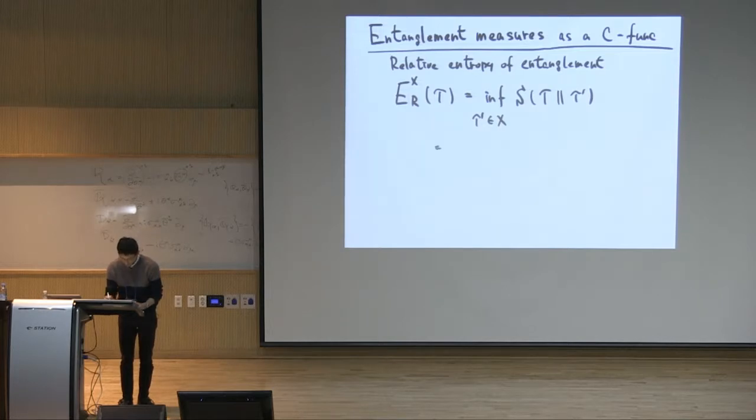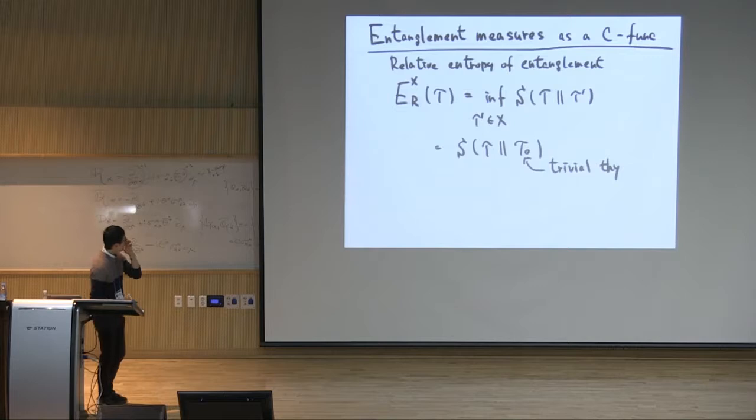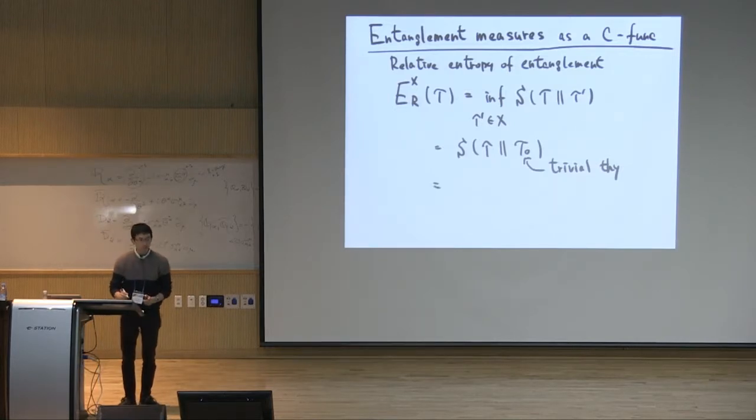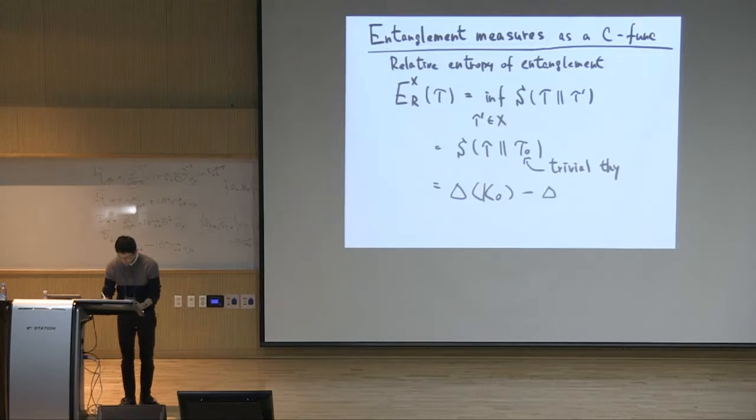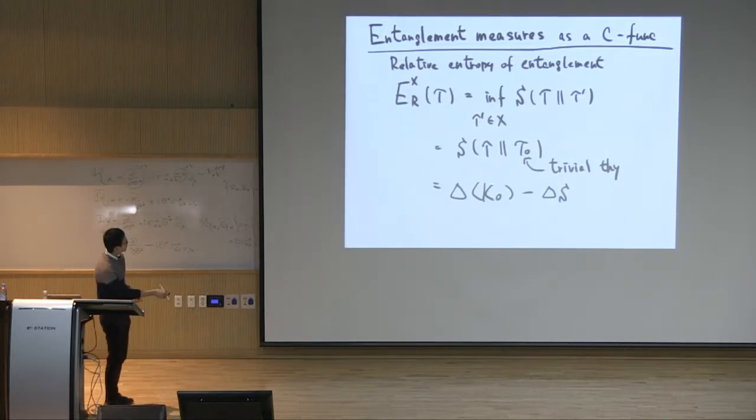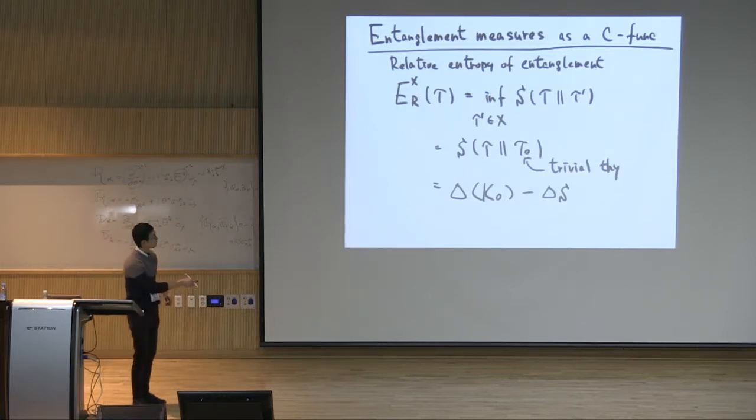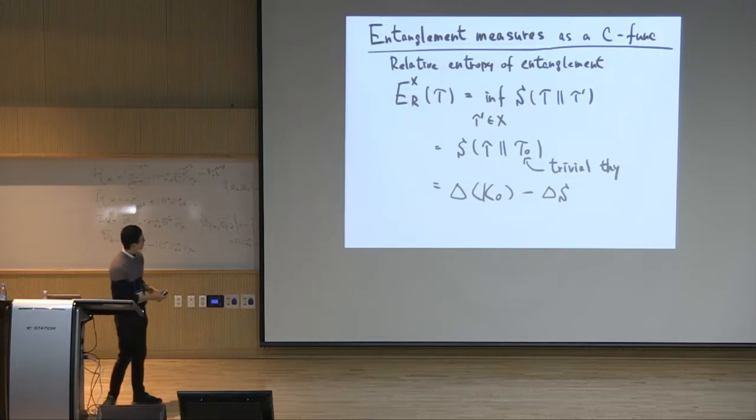This is my big assumption. So you just compare the two theories, T, the given theory, and the Trivial theory. Then we know how to compute the relative entropy in quantum theory. Basically, you use this form. The relative entropy is the difference of the modular Hamiltonian minus the difference of the entanglement entropy. And here, K naught is the modular Hamiltonian for the Trivial theory. In general, of course, we don't know the precise form of K, but I'd like to focus on a spherical region or, say, half space.